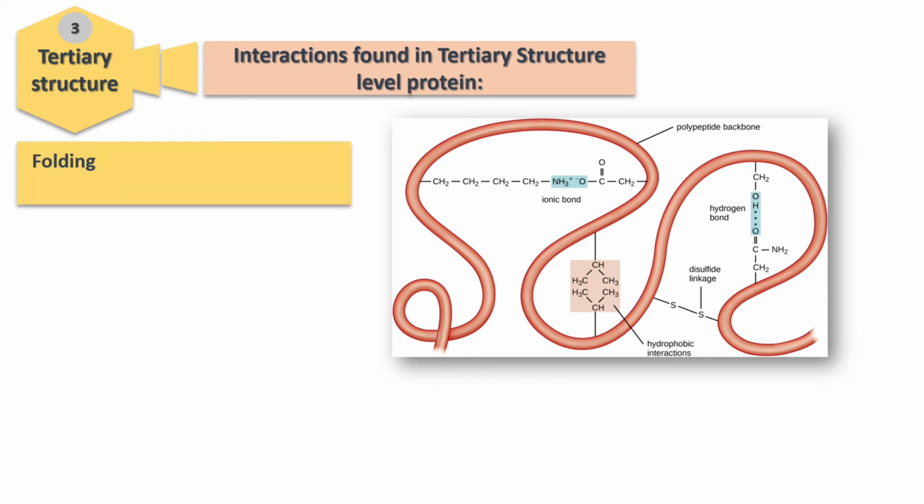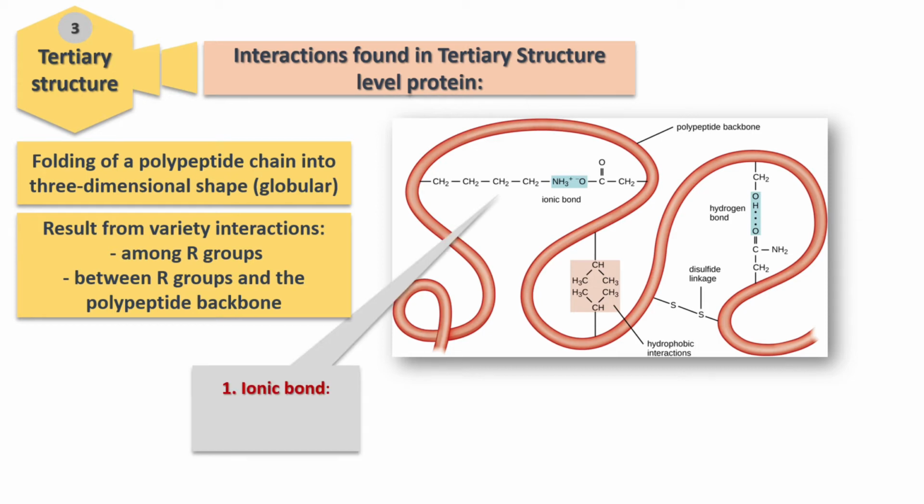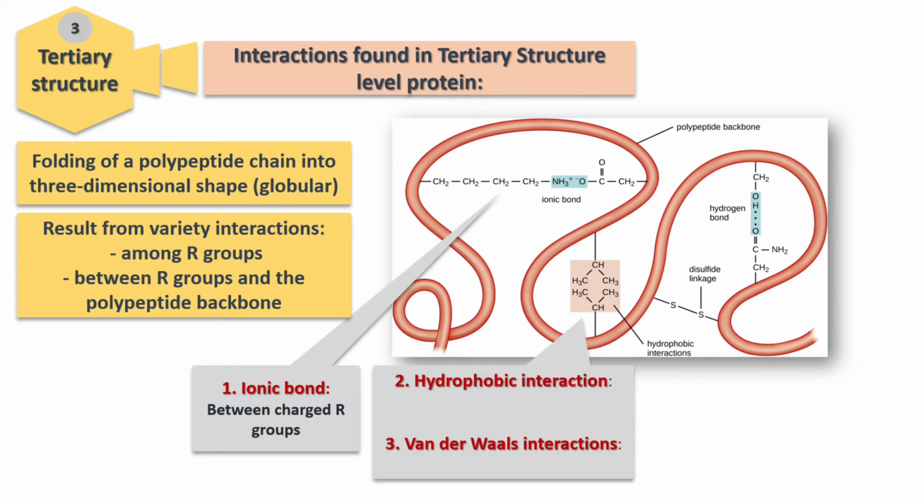Tertiary structure is a folding of a polypeptide chain into a 3-dimensional shape or globular shape. It is a result from a variety of interactions among R groups and between R groups and the polypeptide backbone. There are 5 interactions that you need to focus on in tertiary structure. First, ionic bond between charged R groups. Second, hydrophobic interaction among hydrophobic R groups.